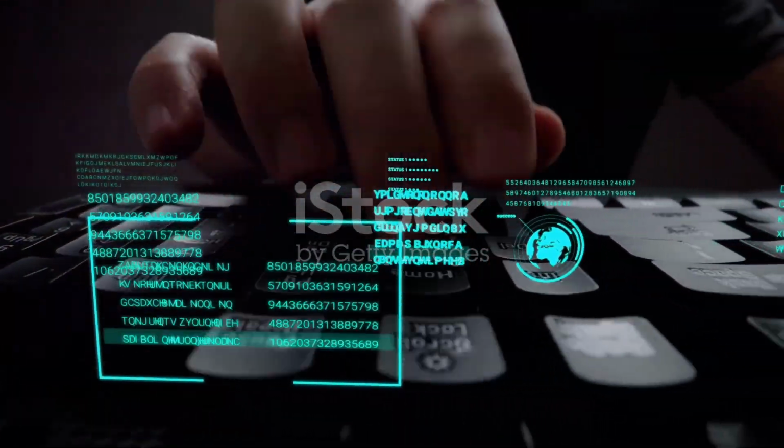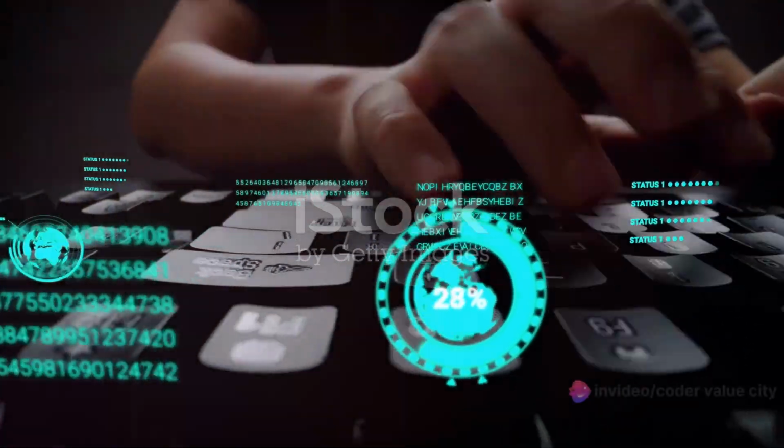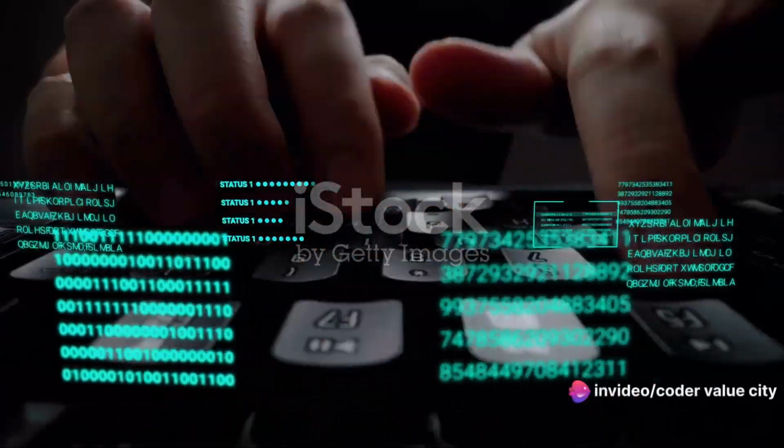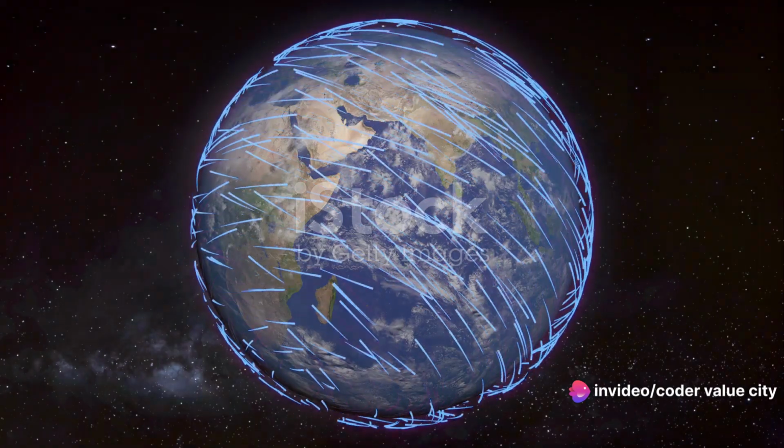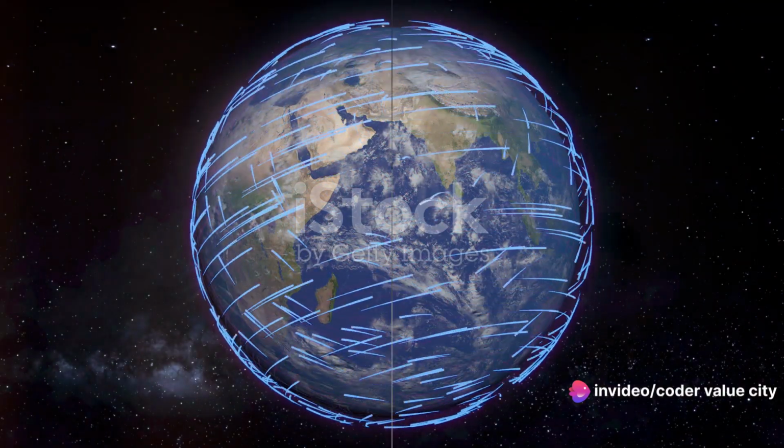However, the real game changer came in the 1970s, when Vinton Cerf and Robert Kahn developed the Transmission Control Protocol and Internet Protocol, better known as TCP/IP. This established the fundamental communication protocols of the Internet, setting the stage for the interconnected world we live in today. This marked the birth of the Internet as we know it.